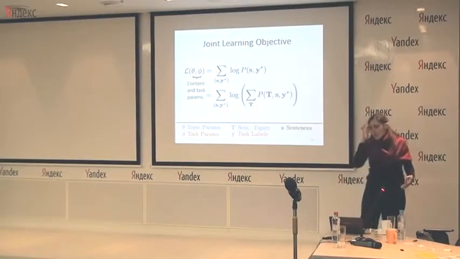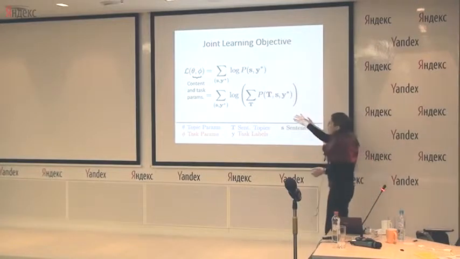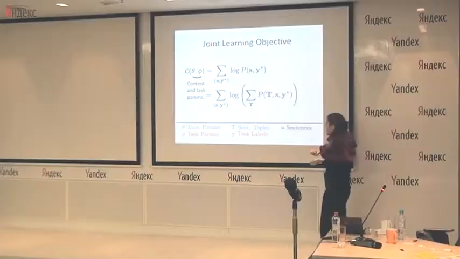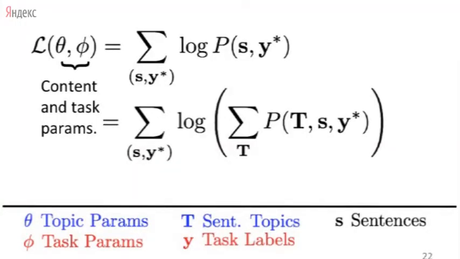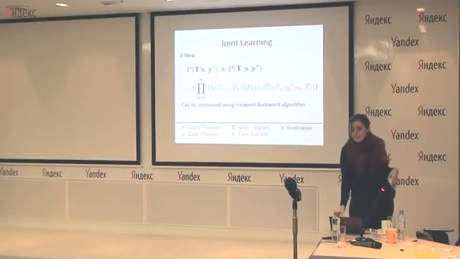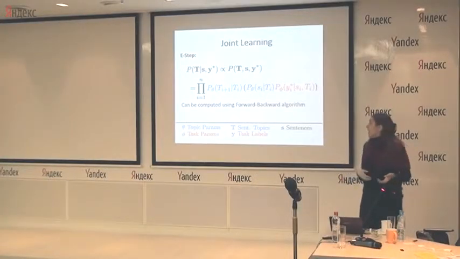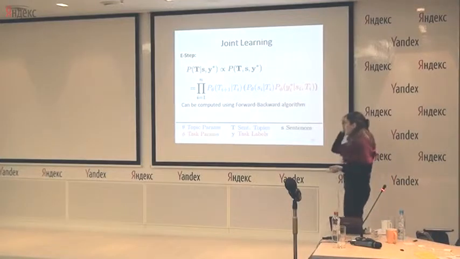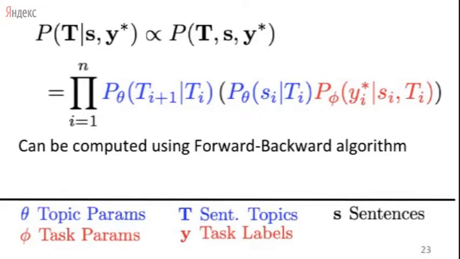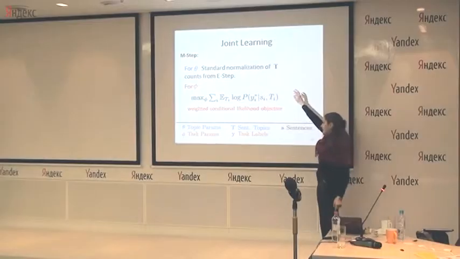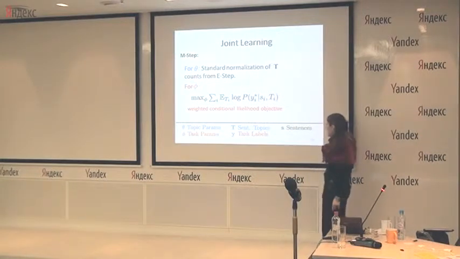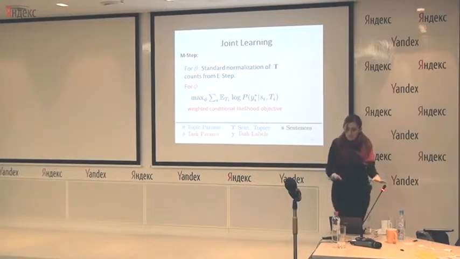Now you can look at it; it's a very standard objective. You're trying to learn the parameters for the topic and the task parameters, and here is your hidden variable over the topics. It turns out that it's very easy to formulate EM in this model. During the E step, you can just do standard forward-backward, and during the M step, you do either standard count normalization or a weighted conditional likelihood objective. So this model can be trained with EM.